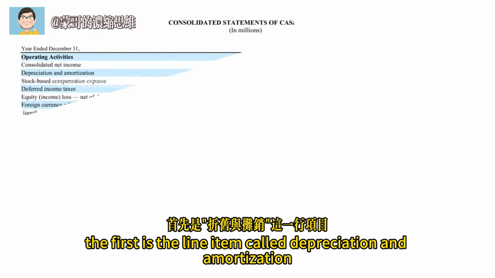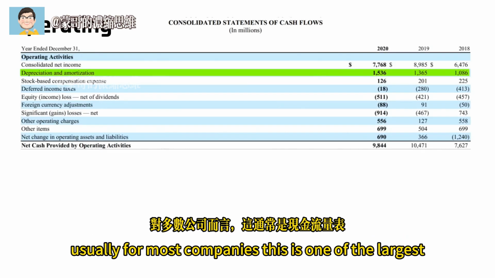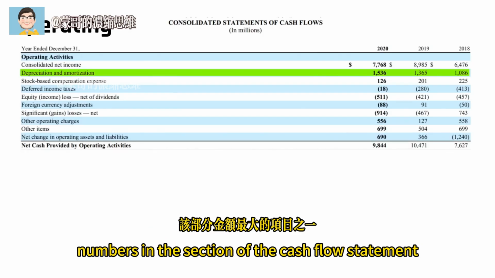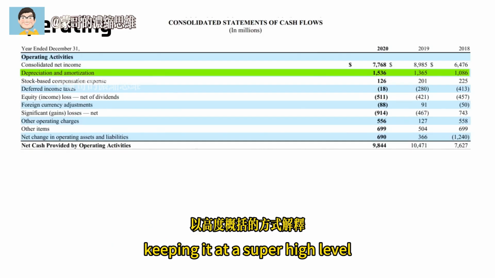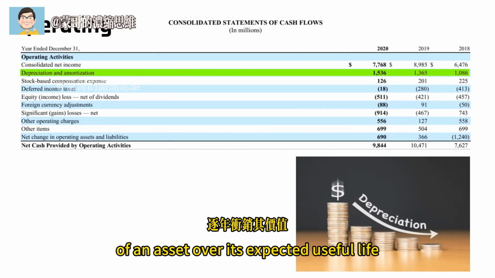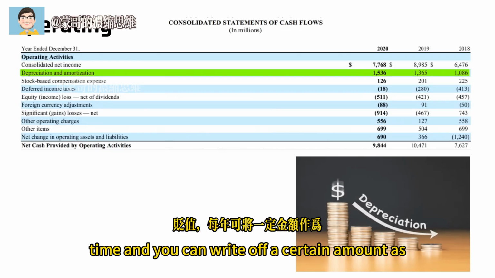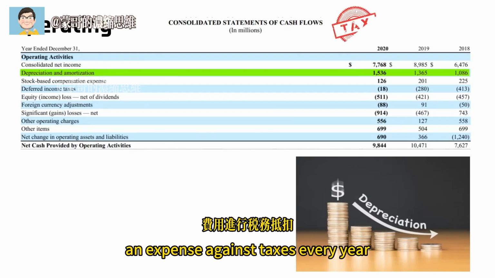The first is the line item called depreciation and amortization. Usually for most companies, this is one of the largest numbers in this section of the cash flow statement. Keeping it at a super high level, depreciation means that you write off the value of an asset over its expected useful life. The value of almost any asset depreciates over time, and you can write off a certain amount as an expense against taxes every year.